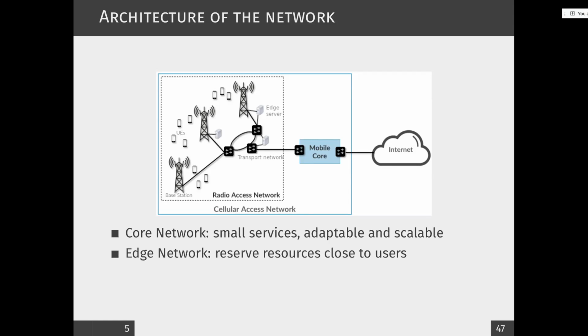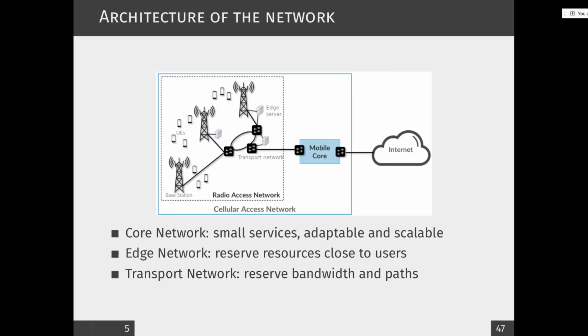The second part, the edge, would be more to place resources close to the users. So for example, if you have an autonomous vehicle service and you want to serve in less than 5 milliseconds, and you need an AI or something at the edge to serve the client, then you typically want to place it on the edge because you want that very low delay, which you won't get if you have to go through the core and then on the internet and back.